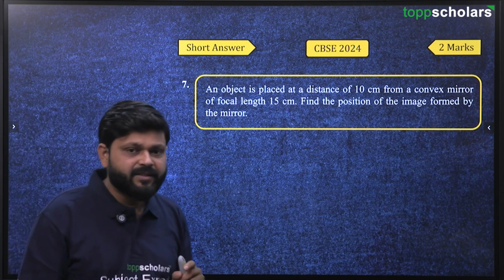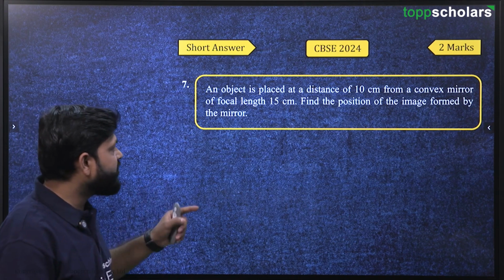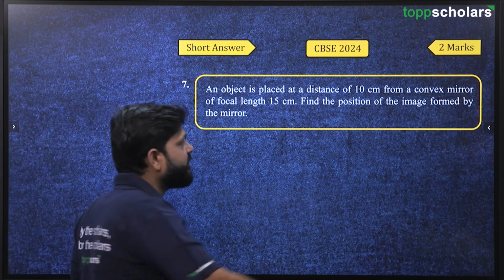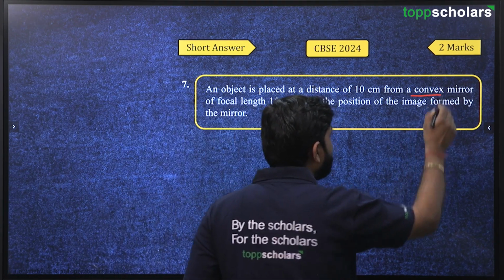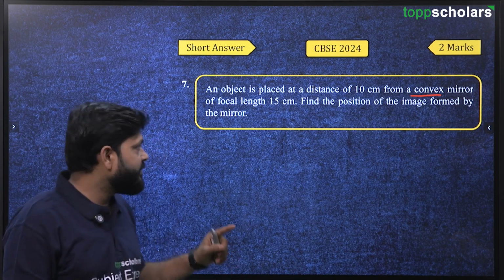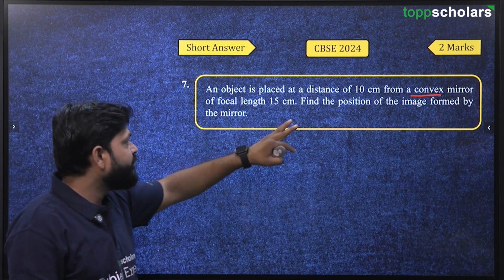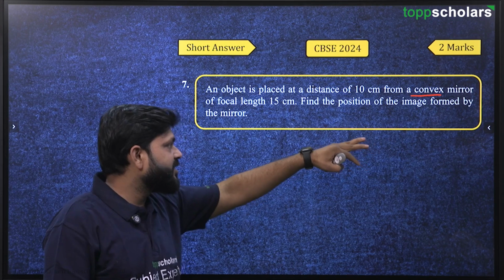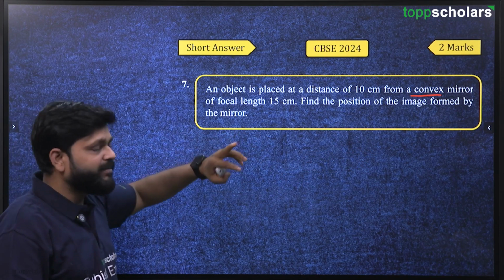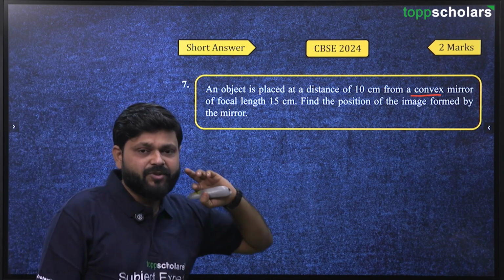An object is placed at a distance of 10 centimeter from a convex mirror. So guys, we have to mark first that a convex mirror has been given to you, of focal length 15 centimeter. Find the position of the image formed by the mirror. So you need to find the position of the image, that is V.